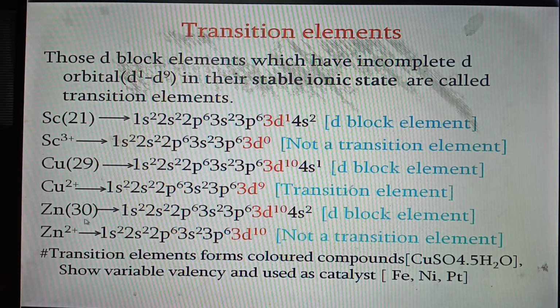What about zinc? The electronic configuration of zinc shows that it is a d block element because it is containing 10 electrons in the d orbital, and the last electron enters into the d orbital. The stable ionic state of zinc is Zn2+. This is containing 10 electrons, that is, the d orbital is fully filled. It is completely filled with electrons. So according to the definition, zinc is a d block element, but it is not a transition element.